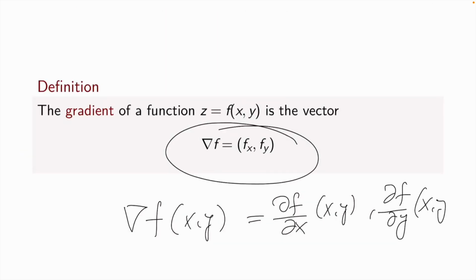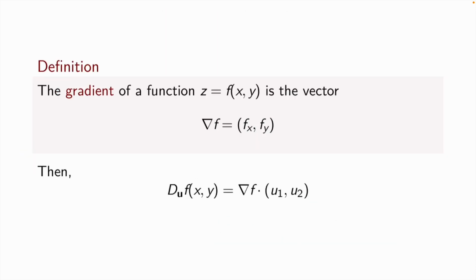So putting all this together, we can say that the directional derivative is nothing but the dot product of the gradient with the unit vector. So we have a very practical way to calculate the directional derivative. It's just the dot product of the gradient with the unit vector in the direction in which we want to calculate the directional derivative.